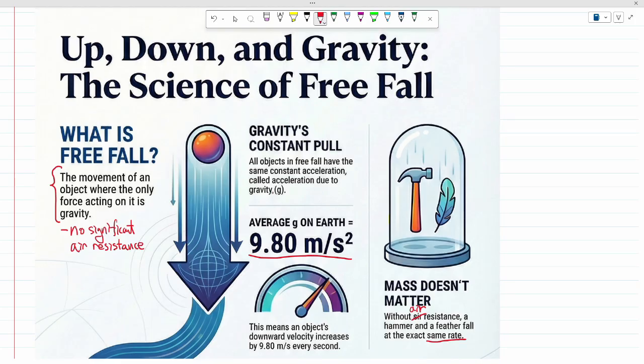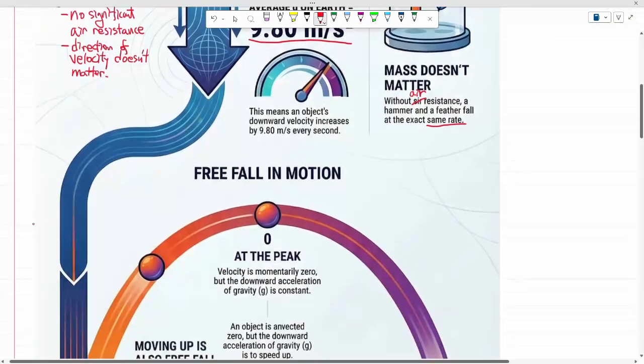And here's the second implication of this definition. The direction of a velocity doesn't matter. Sometimes people look at the fall part and think that means things are moving downward, and sometimes they are. But that's not the important part of the definition. The more important part is really the free part, where there's no other thing that's influencing the motion of the object other than gravity. Let me use the second half of the graphic to talk about this.